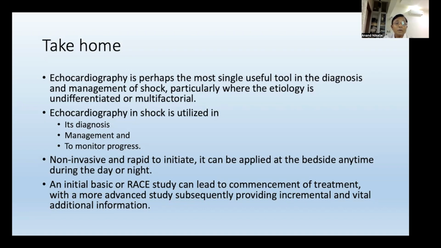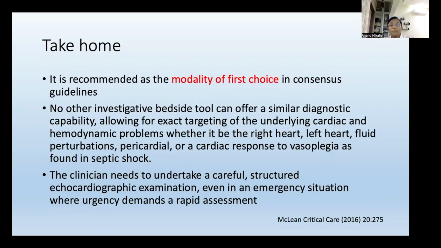Echocardiography in shock is not only useful in diagnosis and management, it is also useful in monitoring the progress of the patient. So you can repeatedly do echocardiography and see whether your patient is improving or not. It is non-invasive, rapid to initiate, and can be applied at the bedside at any time, during daytime or night time. An initial basic study can lead to commencement of treatment, with a more advanced study subsequently providing incremental and vital additional information. So we have more studies to reach an accurate diagnosis. It is recommended as the modality of first choice in a lot of consensus guidelines.